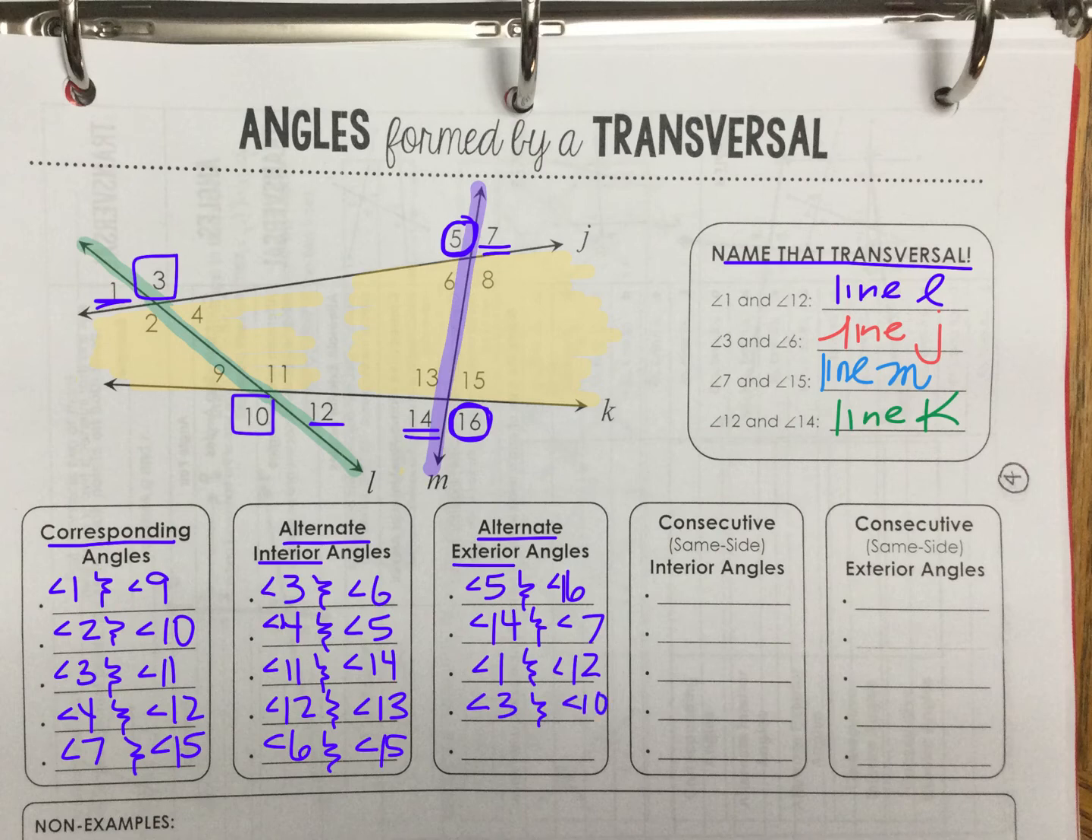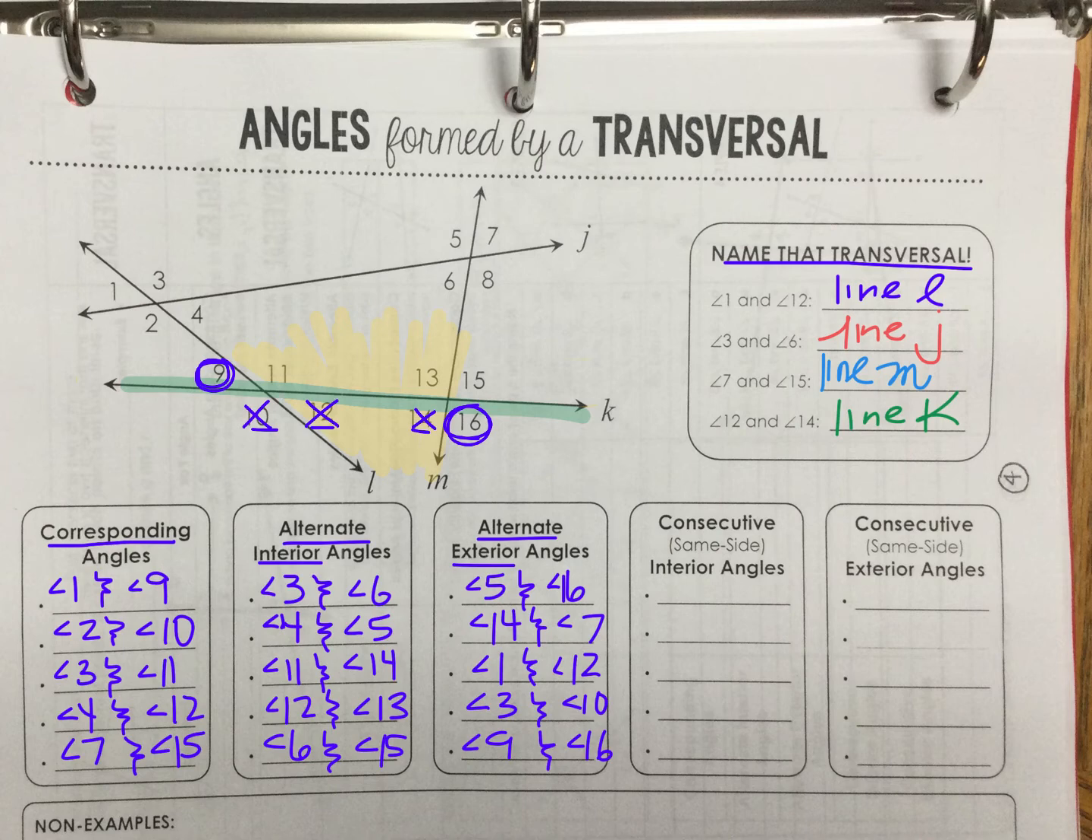Now I'm going to have to totally switch it up. I just need one more. I'm going to use 9 and its alternate exterior, so it's got to be on opposite sides. So these are opposite sides, but it has to be outside. It can't be the one that touches it. It can't be yellow. So angle 16.